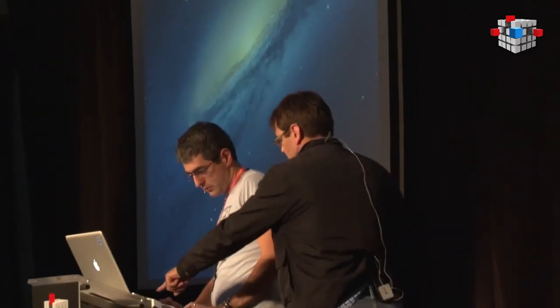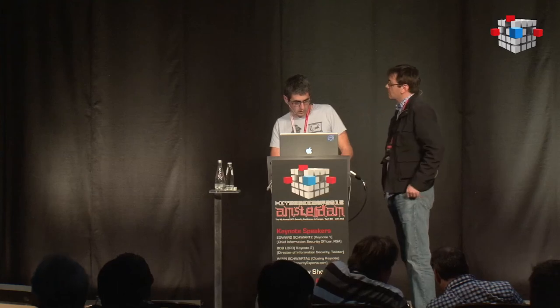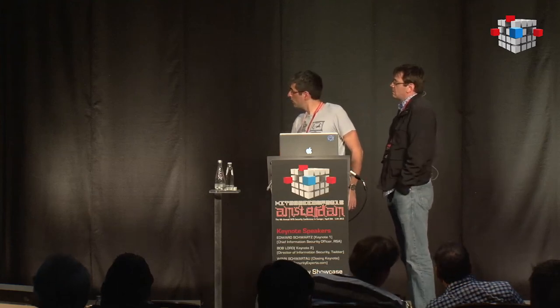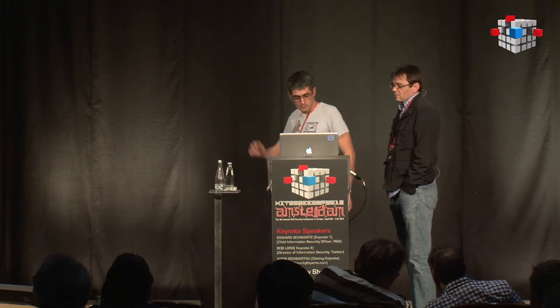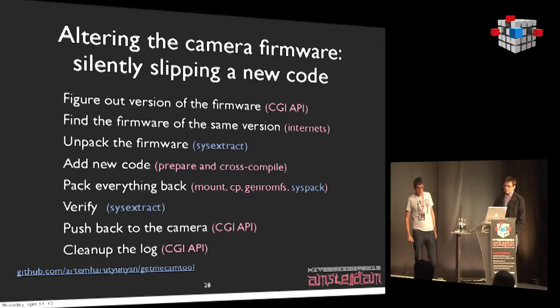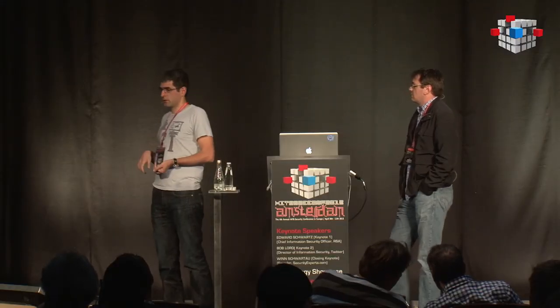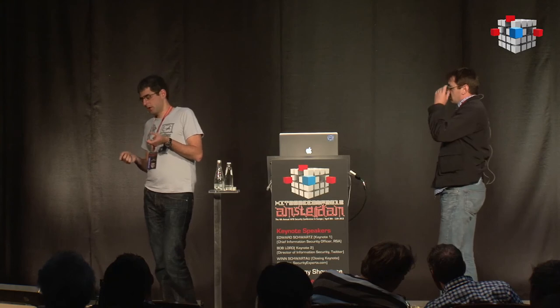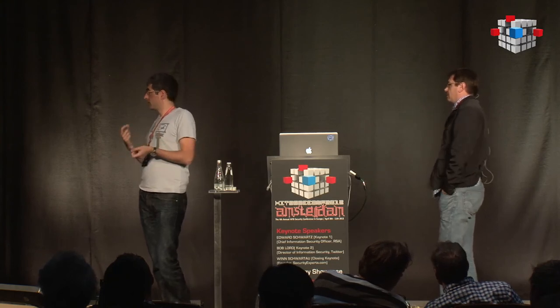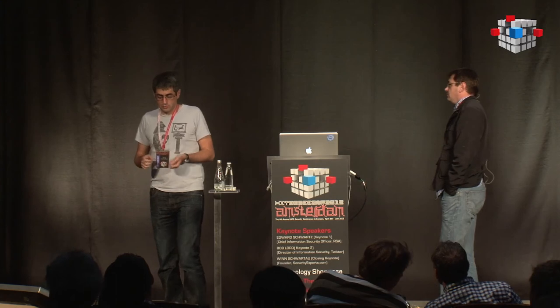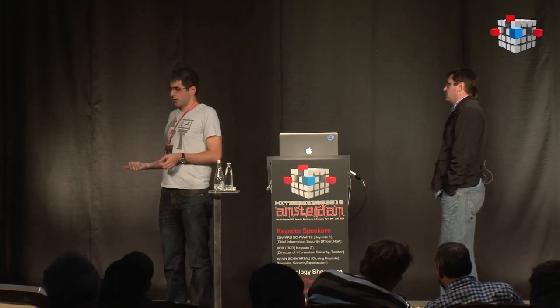The next demo is, we're going to alter the firmware of the camera, not the web user interface. Again, the steps are very similar: we need to find the right version, unpack it, and push our changes in. The difference is that it's a bit more complicated because, as Sergey told, the firmware is the Linux kernel plus a read-only file system. So what we need to do is mount this read-only file system.